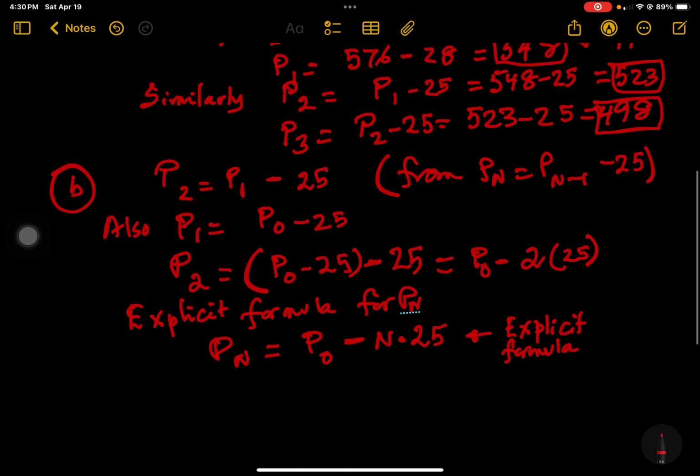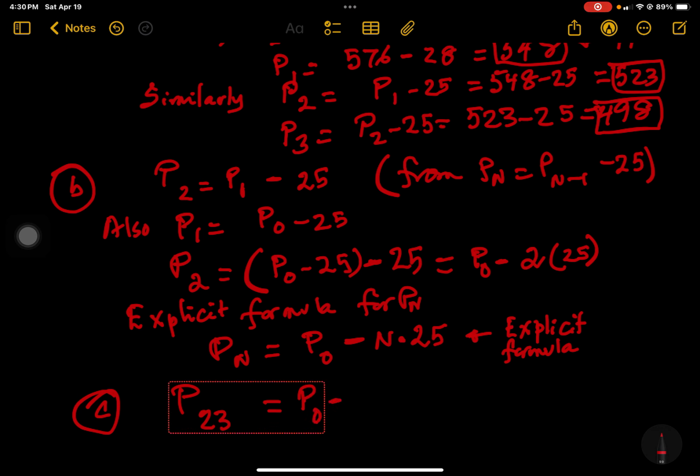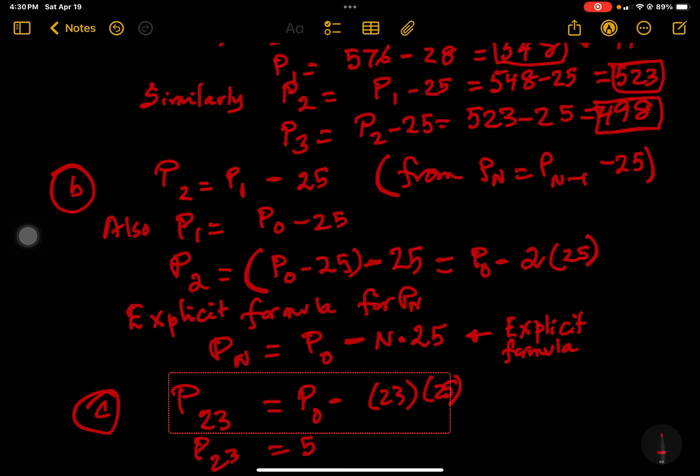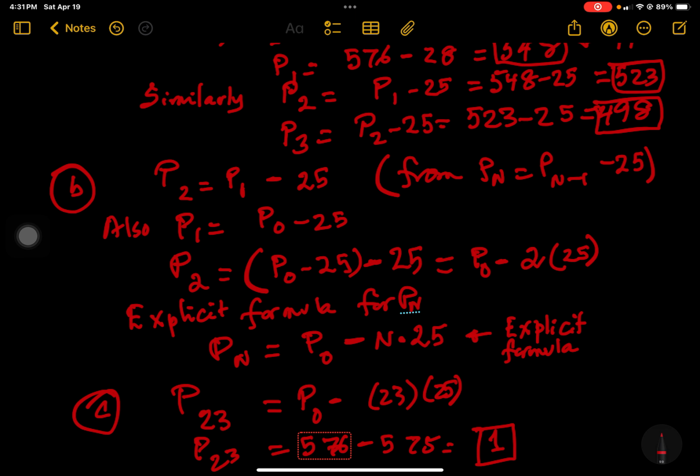Okay? And then they said find P23. Part C is find P23. So it will be P0 minus, for n is 23, times 25. Okay, so P23, P0 is 576, I believe, yes, minus 23 times 25, and that will be equal to 1. So that's your answer for P23.